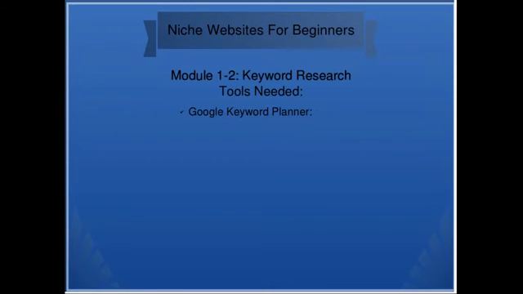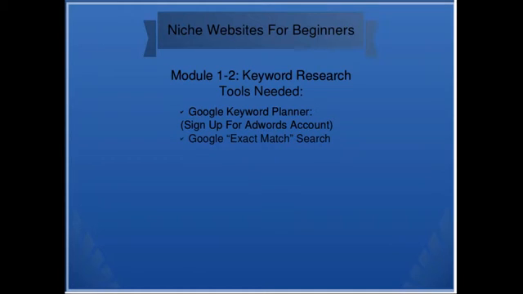A couple of tools or techniques that are needed. Number one is going to be the Google Keyword Planner. This is a totally free tool, but you will have to sign up for a Google AdWords account. Then the other one that you'll be using is a Google Exact Match search.